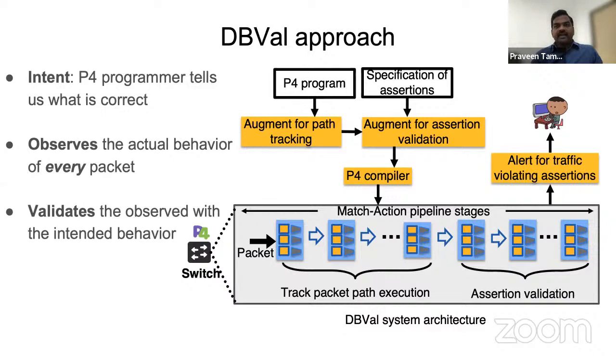So this validation happens right in the data plane. This information wouldn't be sent to any other entity or offloaded to an external entity. This validation happens in the data plane as and when the packet is going through the pipeline.